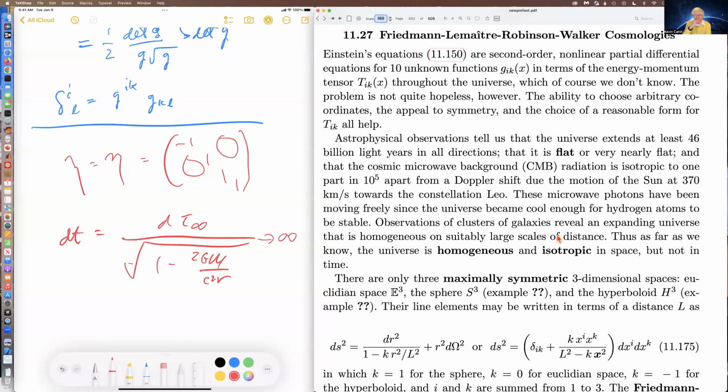And so here, as I said, astrophysical observations tell us, or astronomers tell us, the universe extends to at least 46 billion light years in all directions. It's flat or very nearly flat. The last time I checked, astronomical observations have not indicated any observation of curvature of the universe, as opposed to curvature of space-time around a black hole.